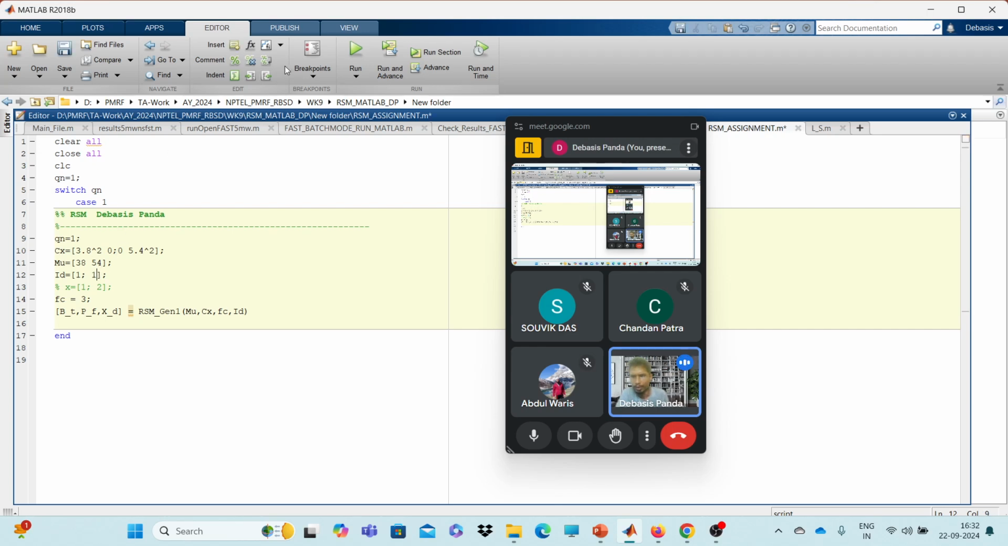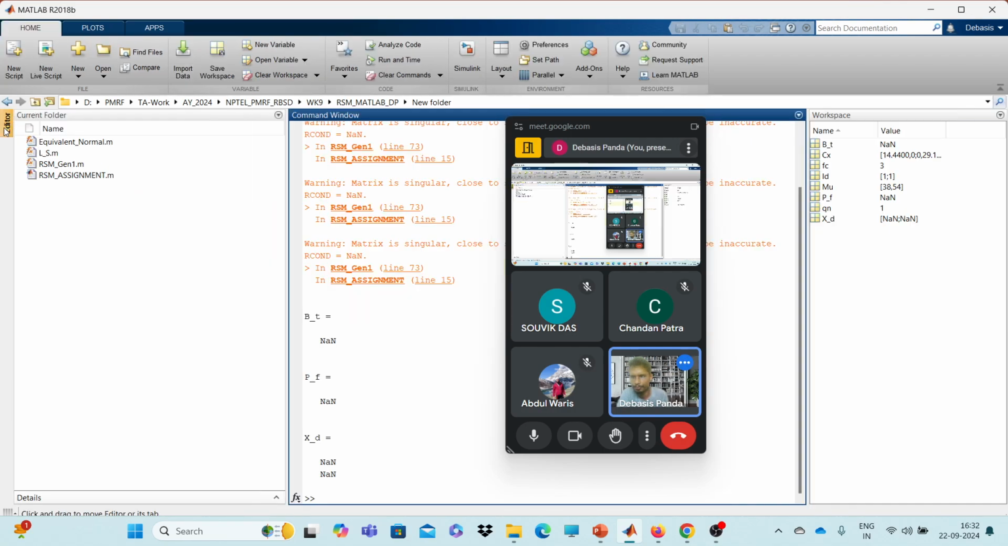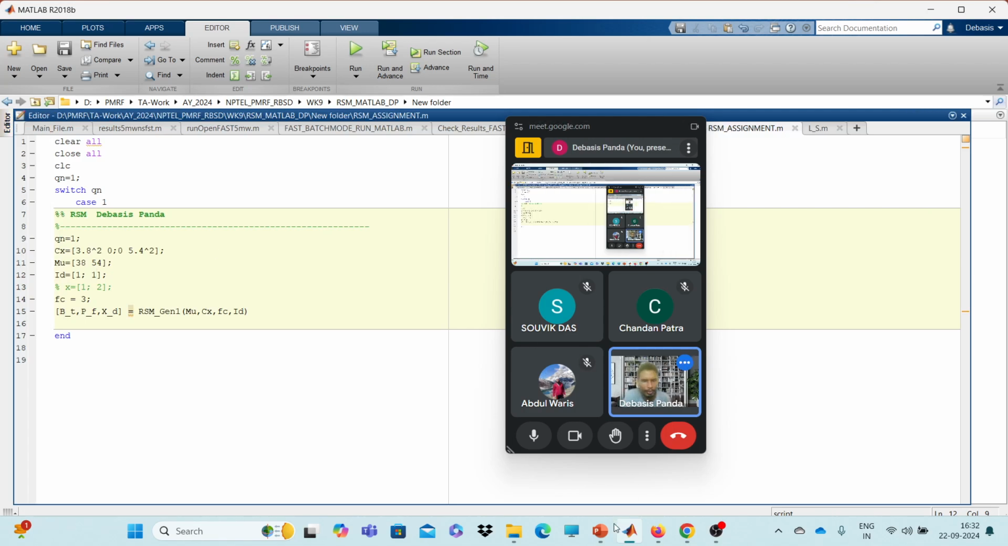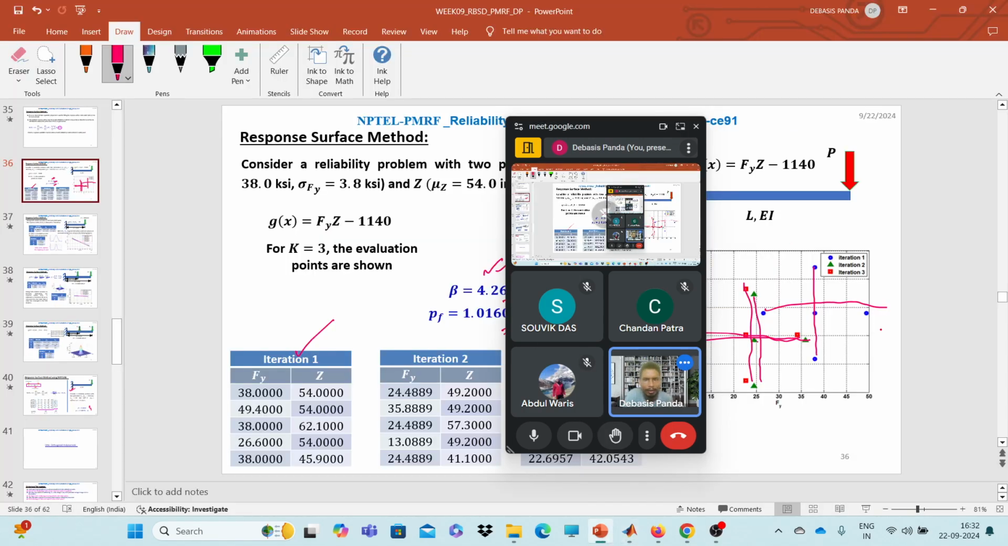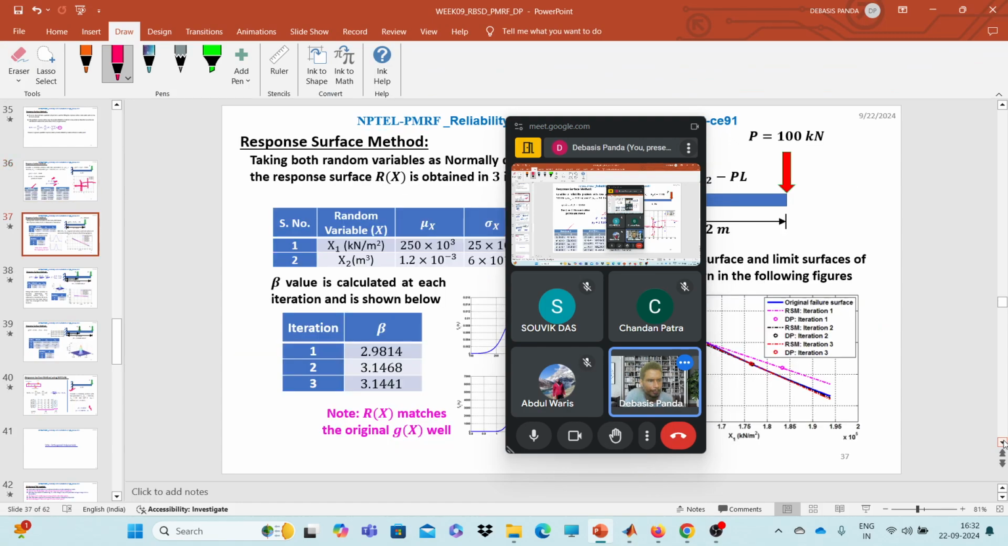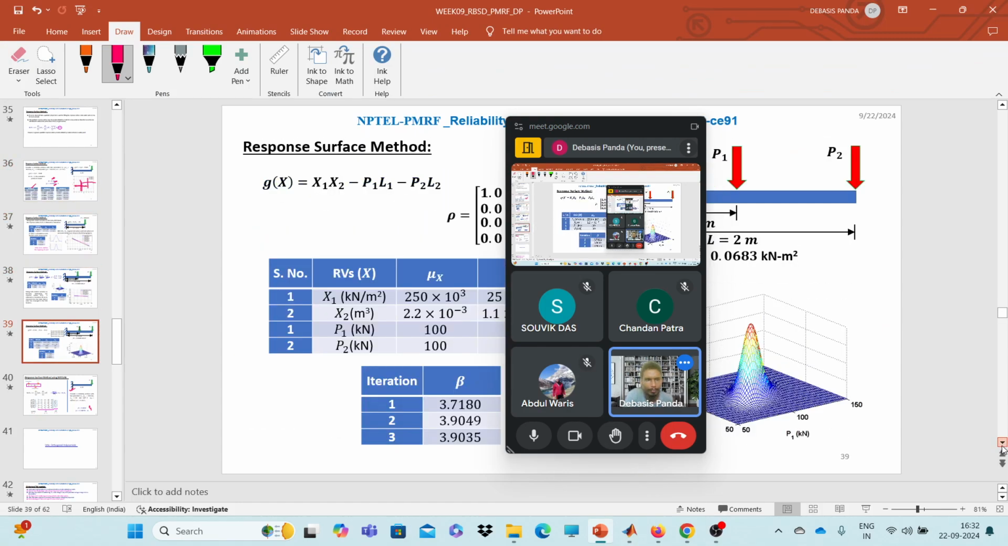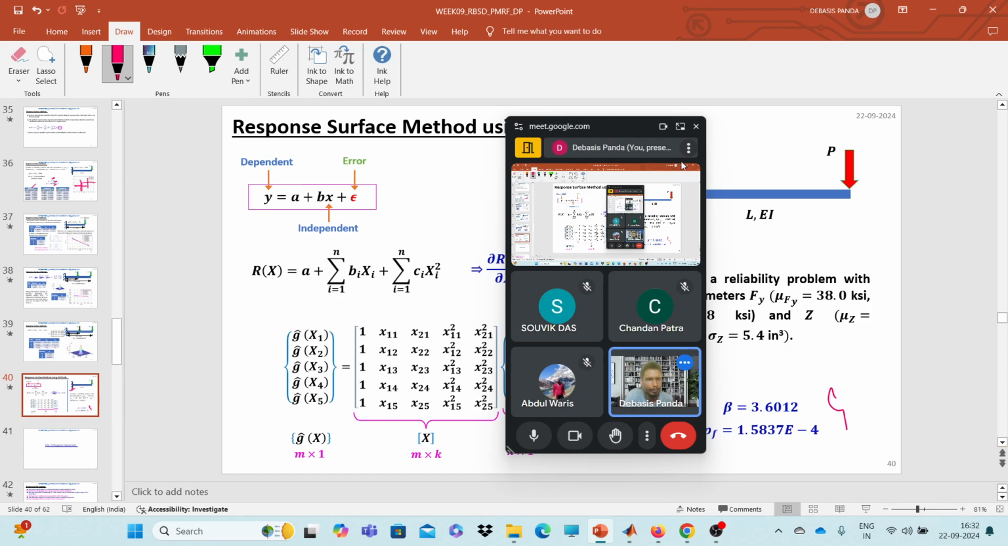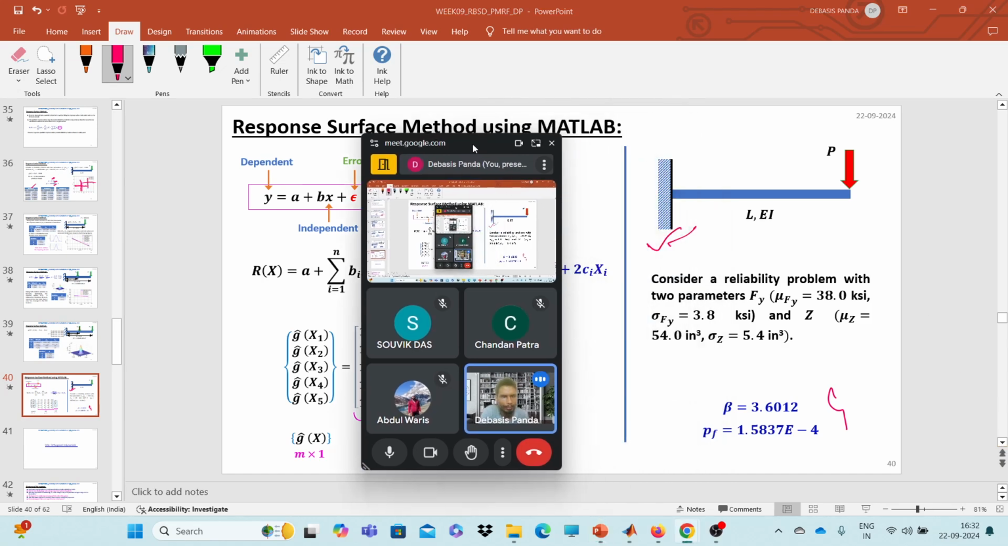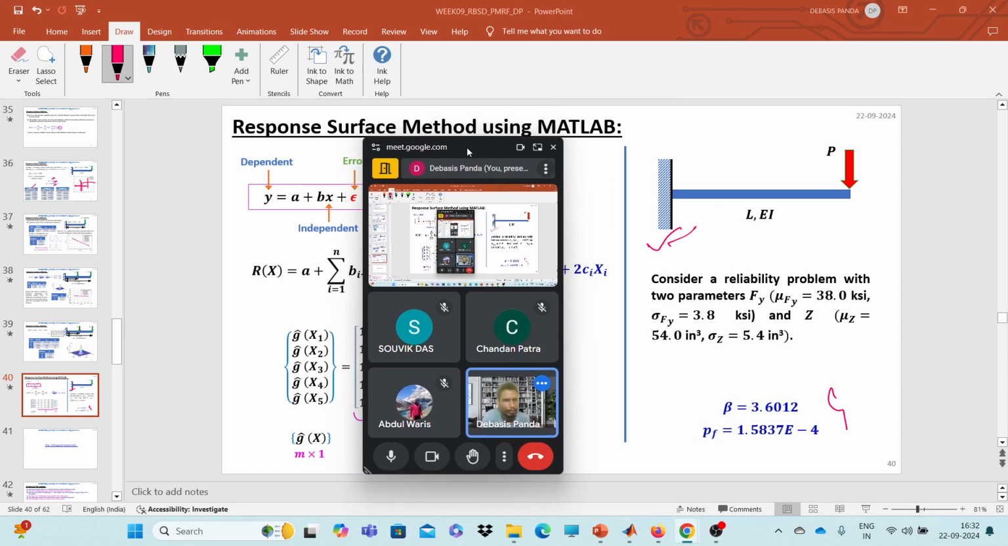There is some problem with the values, I hope. 3.8 and 5.4. 3.8 and 5.4. Okay, I will look into it. What was the problem and why is it not giving the result?